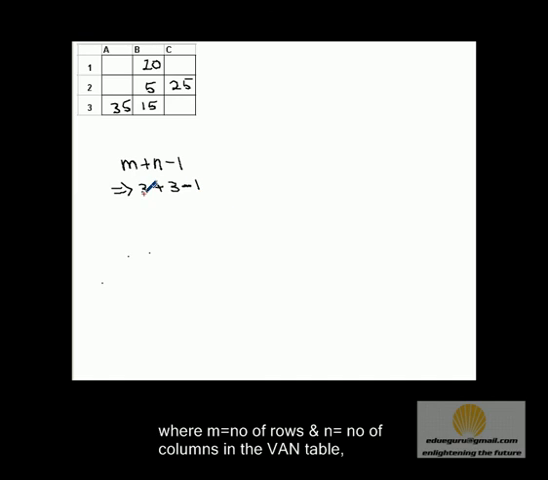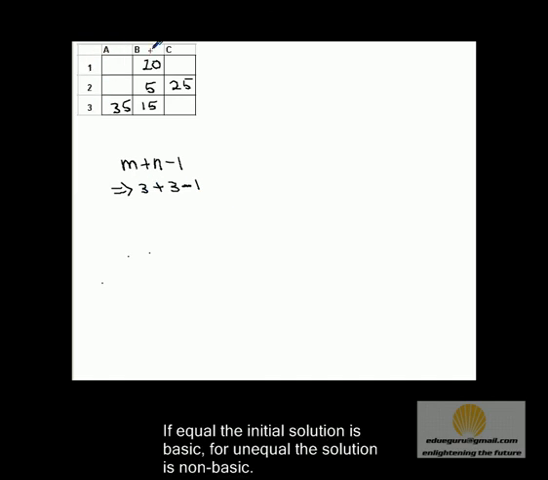The check for this feasibility is m plus n minus 1, that is row plus column number minus 1. So we have 3 rows, 3 columns, and that gives me 5, and the allocation made is also 5. We can say the initial solution is feasible.